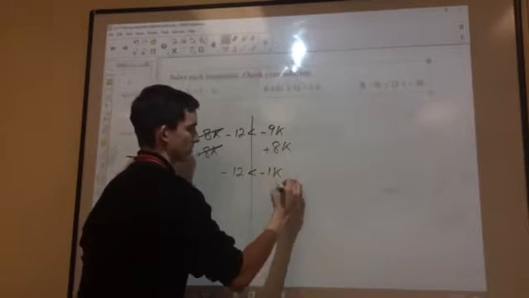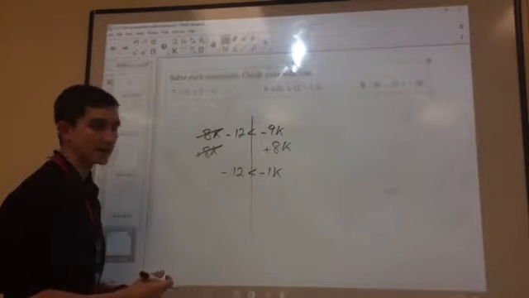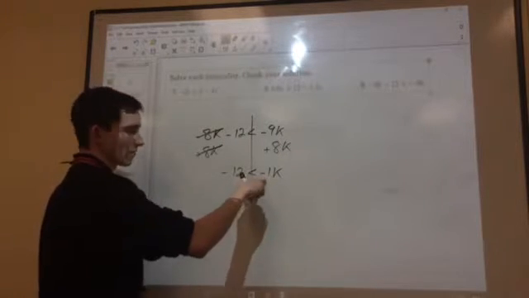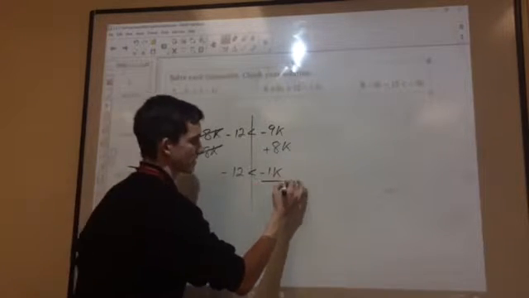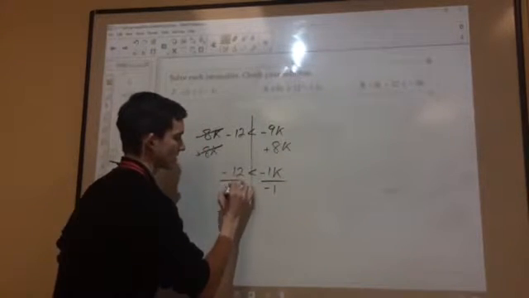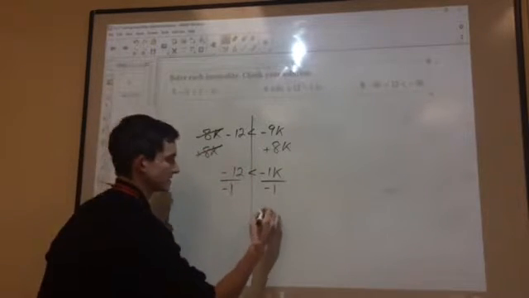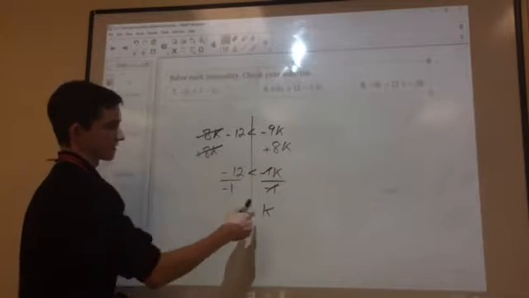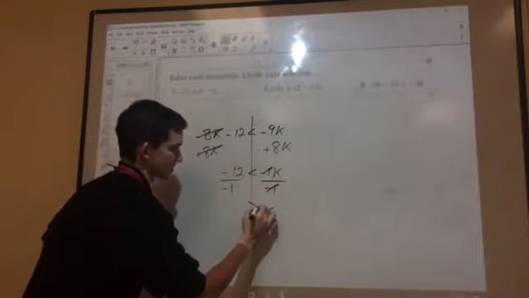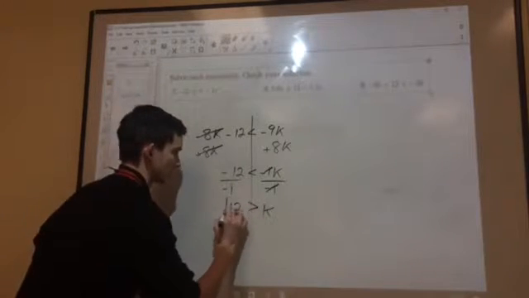Now, the reason I did that was because I wanted to give you an example of actually switching the sign. So if I want to solve for k, I need to divide that negative 1 off. So I need to divide both sides by negative 1. And I talked about when you divide by a negative, that sign flips directions. So negative 1 divided by negative 1 is positive 1k, but this sign switches directions. So k is less than positive 12.